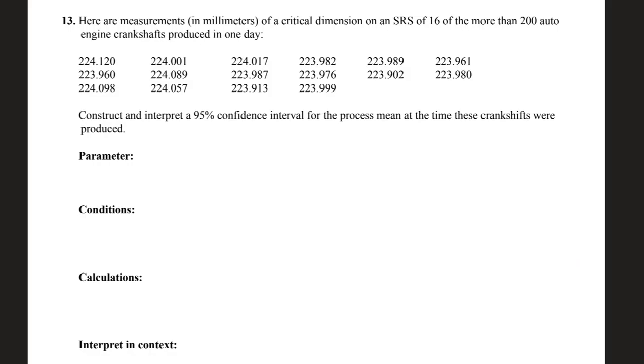All right, so now with 13, we are calculating a confidence interval for the process mean at the time each of the crankshafts were produced. So first thing we need to do is decide if we're using Z or T. So this problem is about means because it says means here. In this problem, I'm looking to see if we're given sigma. In this problem, we are not given sigma. However, our sample size is above 30. Or no, sorry, that's not it. Our sample size is 16. The 200 is actually more than 200, is basically our population. So our sample size is 16. So in that case, we're going to use T star for this problem.